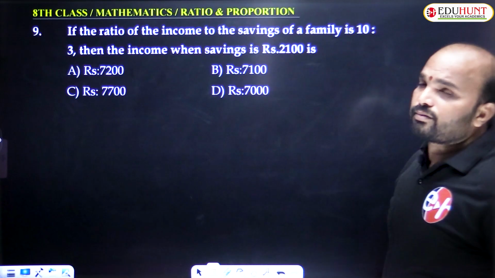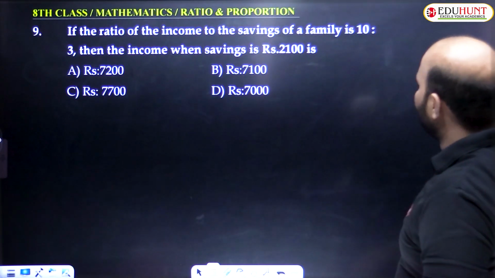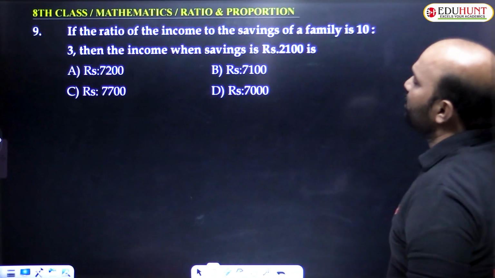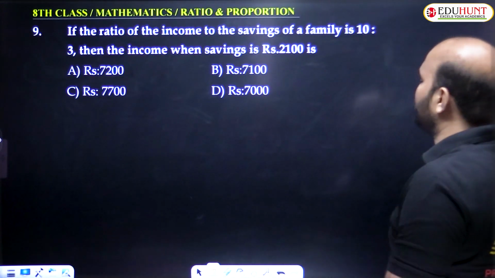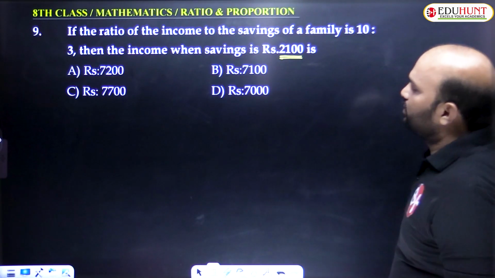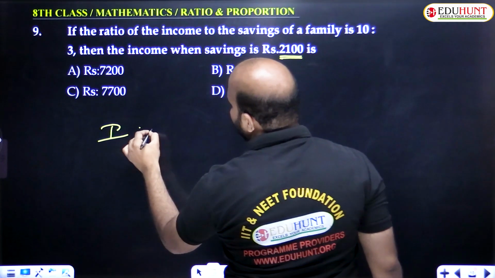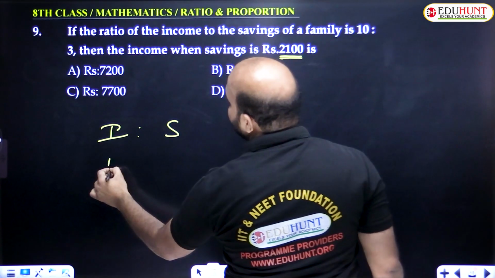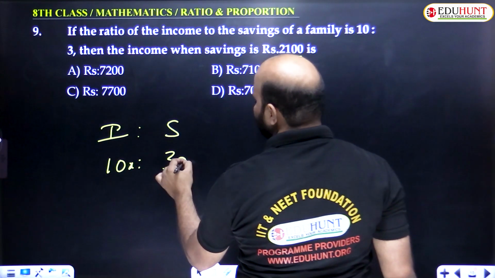Am I clear? Let's go to question number 9. If the ratio of the income to the saving of a family is 10:3, then find the income when the saving is 2,100 rupees. Firstly, the income and saving ratio is already given as 10:3. So it can be considered as 10x and 3x.